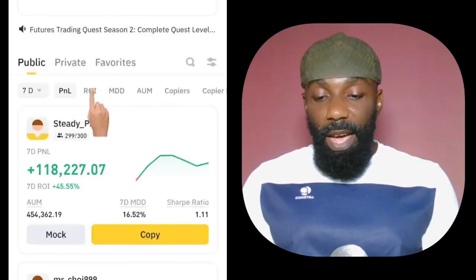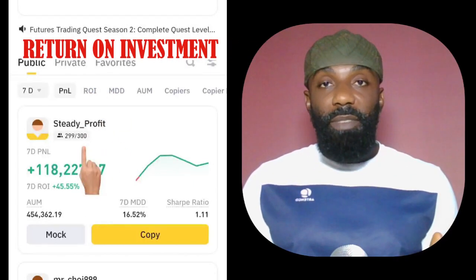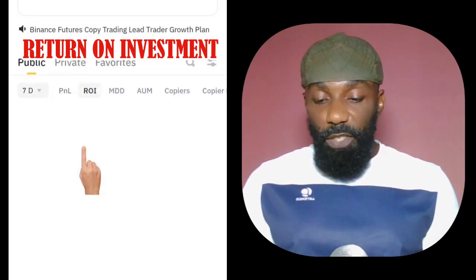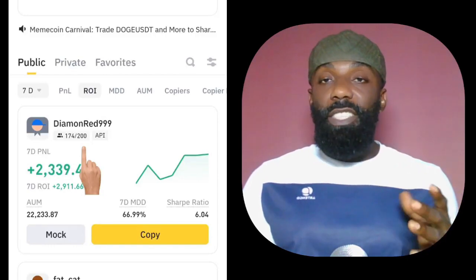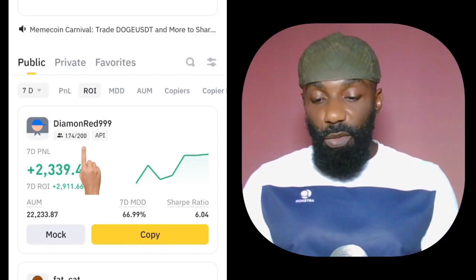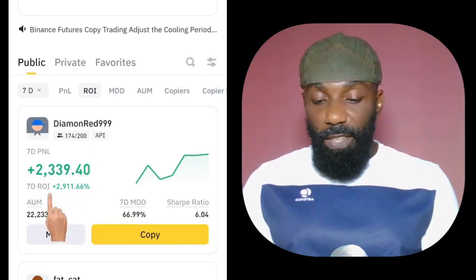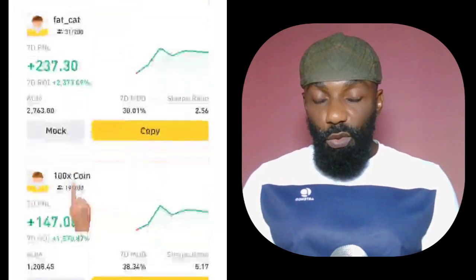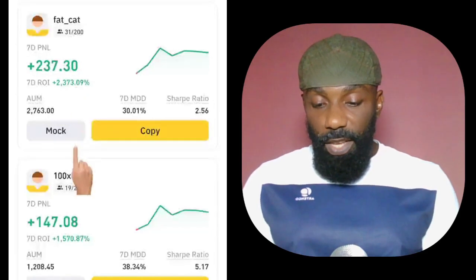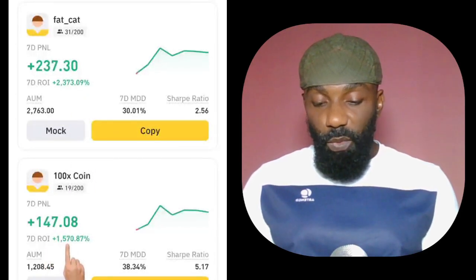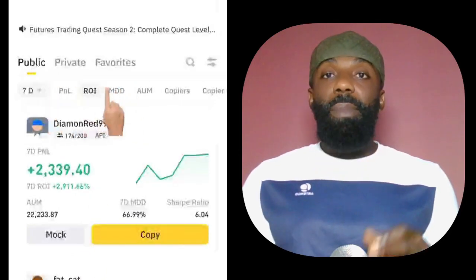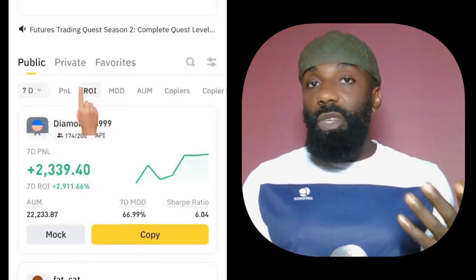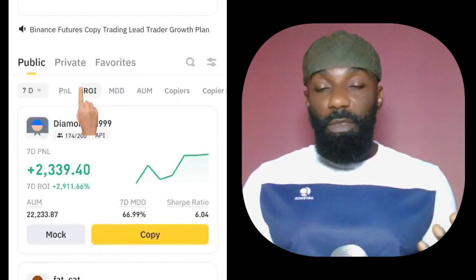Then we're going to look at the ROI. ROI means return on investment. So let's click on this return on investment. This shows us in percentage how much this person has made or lost. You can see this first person has made 2.9% within 7 days. This one has made 2.3% within 7 days. This one has made 1.5% within 7 days. Then we're going to go to the next one. All those are parameters that you can use to decide which traders you're going to follow.